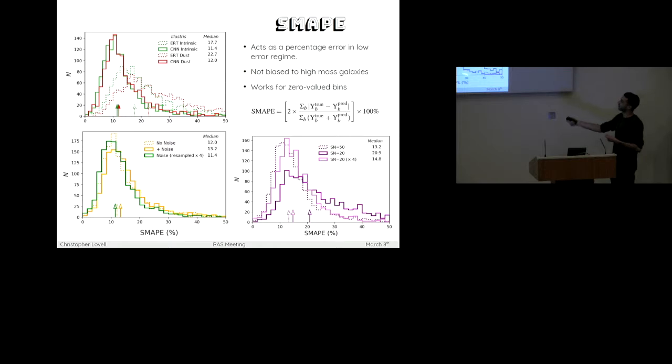So we've also looked at just increasing the noise. When you go up to a signal to noise of 20, this leads to quite a considerable increase in your percentage error, but resampling that again reduces it considerably to below 15%.